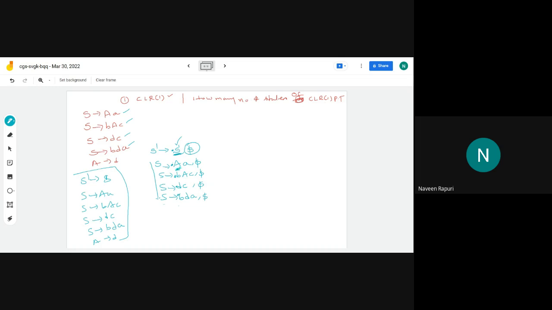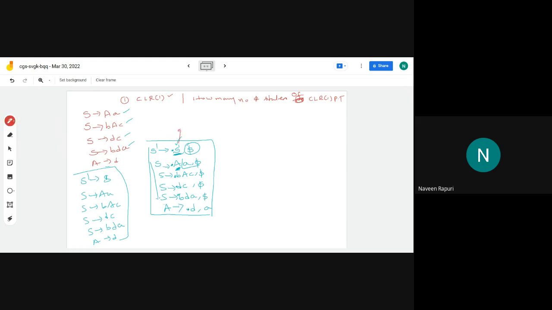Now here A is producing another production. That's why I am adding A derives dot d, comma. After A there is a small a before dollar, so first of A is small a. So this is I naught.